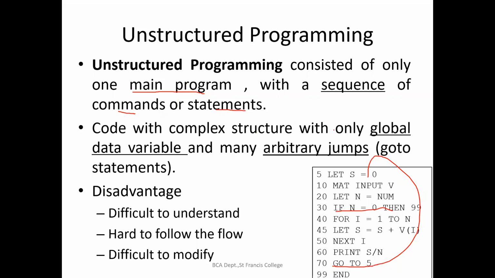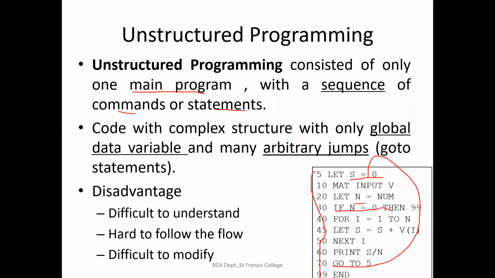Code with complex structures with only global variables. We have studied there are two types of variable declaration. One is global variable, which will be accessible for all the functions, and the other one is local variable, which is accessible only for a particular function. So in unstructured programming, if I'm using a variable s, it will be available throughout the program. If I'm using a variable n, it will be accessible throughout the program. So there is no restriction on the use of variables. So it is like a global variable. Global variable means it will be accessible throughout the program.